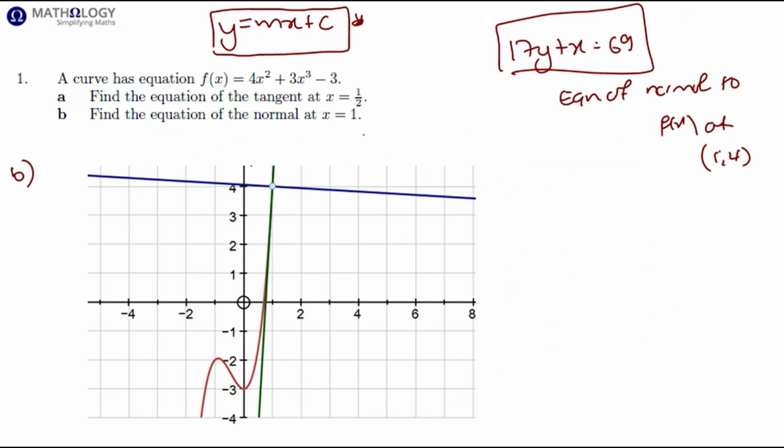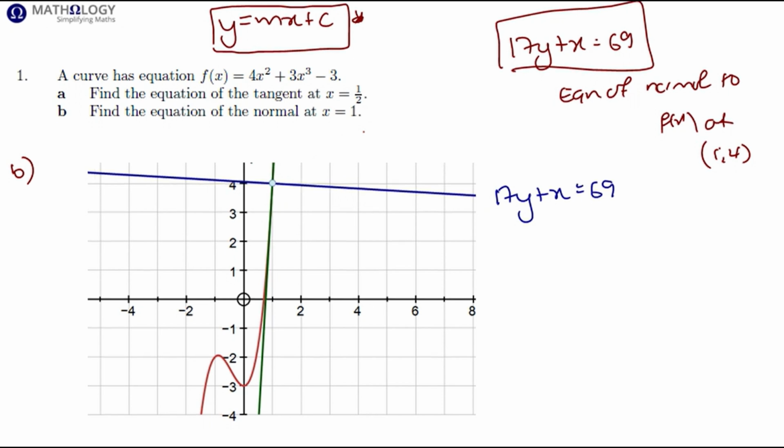Then we can verify this by sketching the function f of x and the normal. Now the normal is given by this line in blue, 17y plus x equals 69. The tangent is the green straight line, and the equation is given by y equals 17x minus 13. As an exercise, I'd like you to verify that this is the equation.